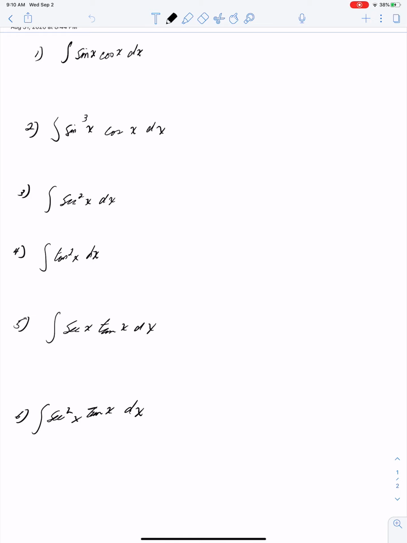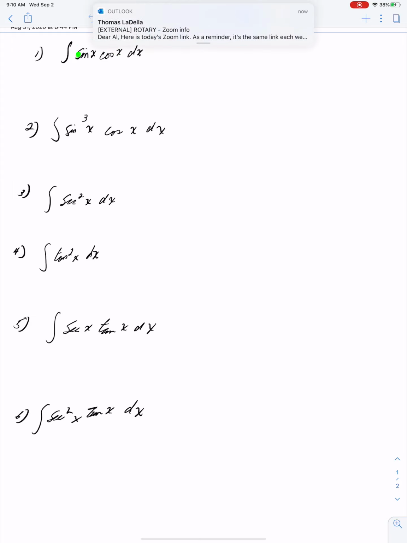In other words, we're not going to use any new integration techniques. Essentially, it's going to be U substitution, and then we're going to need some trig identities sometimes to be able to complete things. So let's get started. We're going to look at a few examples. So the first example I'm going to look at is this: sine x, cosine x.